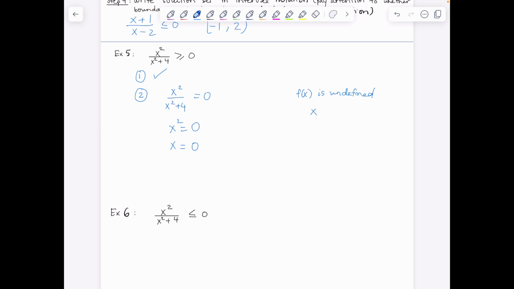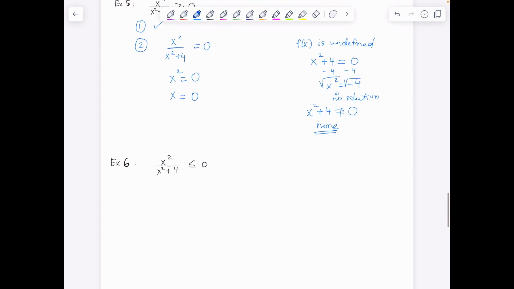The function is undefined when the denominator equals 0. So x squared plus 4 equals 0. You subtract 4 from both sides. You get x squared is equal to negative 4. And then you take the square root of both sides, but we can't take the square root of a negative number. So this one actually has no solution. So what it means is x squared plus 4 can never be 0. So therefore, the function is never undefined. So I'm going to put the answer as none here. There's no x values that will make the function undefined. So the only boundary point we have is the point 0.